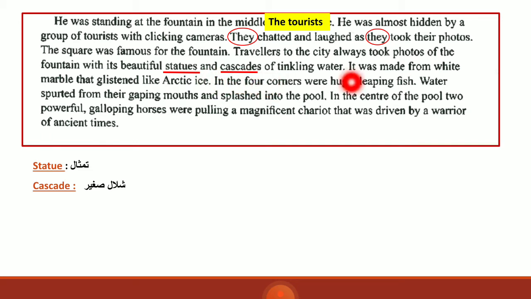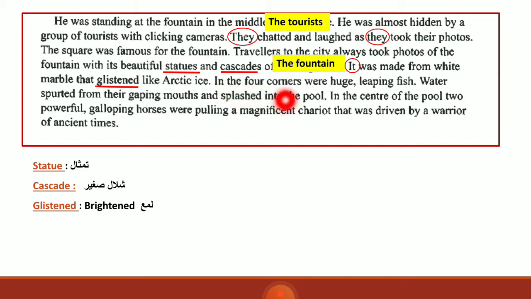Okay. It was made from white marble and here it سابع refers to the fountain. هاي الفاونتن أو هاي النافورة it was made كانت مصنوعة from white marble من الرخام الأبيض. Marble معناها رخام. That glistened like Arctic ice. Glistened سابع معناها اللي هي لمعت. So it was brightened like Arctic ice. بمعنى إنه كانت مصنوعة من الرخام الأبيض اللي كان بيلمع وكأنه زي الثلج أو الجليد.